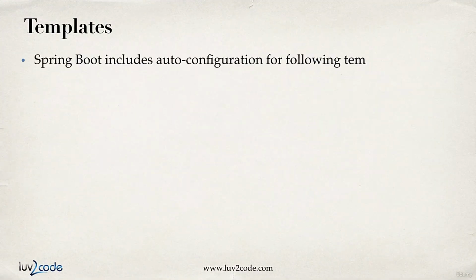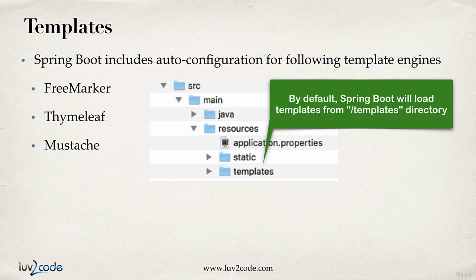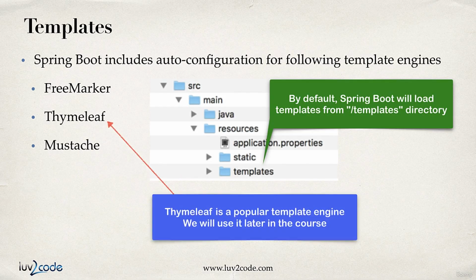All right, now as far as templates, Spring Boot includes auto-configuration for the following template engines: FreeMarker, Thymeleaf, and Mustache. By default, Spring Boot will load templates from the /templates directory. Thymeleaf is a popular template engine, and we'll actually use it later in the course. If you're interested in some of the other template engines like FreeMarker or Mustache, just do an online search, and you'll find plenty of examples out there, including examples that make use of Spring and Spring Boot, if you like.